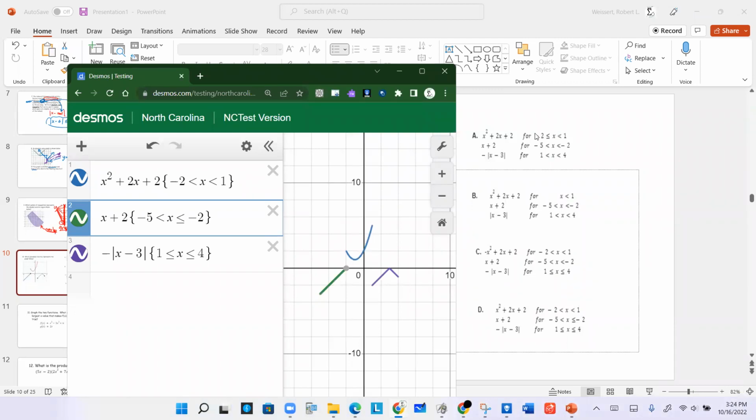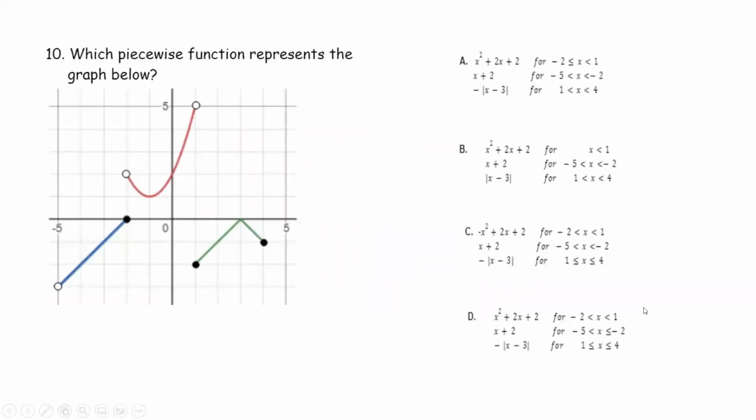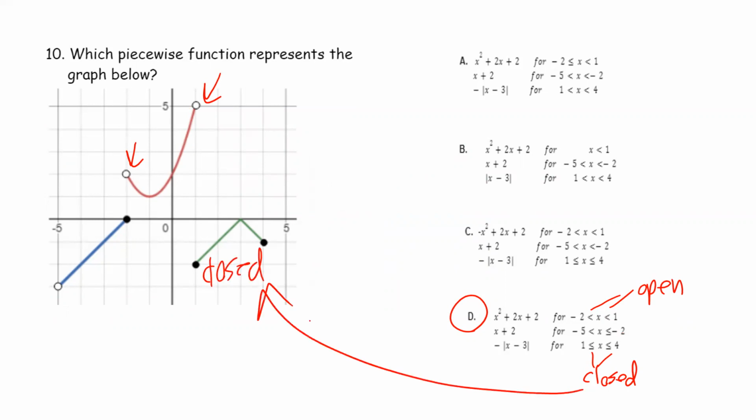It looks like it's going to be the last one here. So answer choice D is the right call for this problem. And again, it's all about the open and closed circles. This is going to be closed. These ones are going to be open. And those correspond to these right here. Closed. Those correspond to those. And then this one's a hybrid of open and closed. So that's going to be open. And this one's going to be closed.